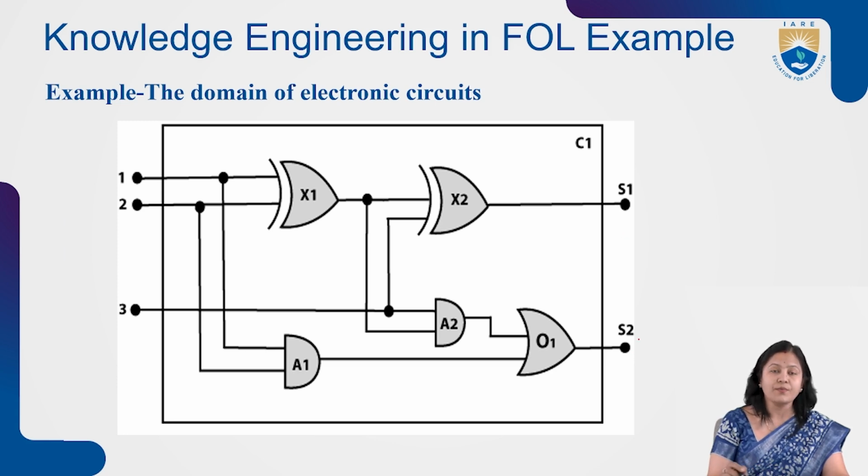For the representation of a 1-bit full adder, 2 XOR gates, 2 AND gates, and 1 OR gate are required. So X1, X2 are the XOR gates, A1, A2 are the AND gates, O1 is the OR gate, and the name of the whole circuit is C1. So this is the representation of the 1-bit full adder, but we have to represent this complete full adder circuit and how it works till the seventh step using first order logic.